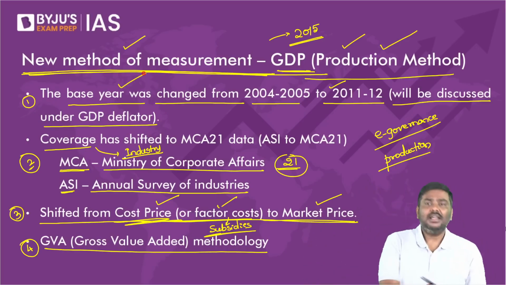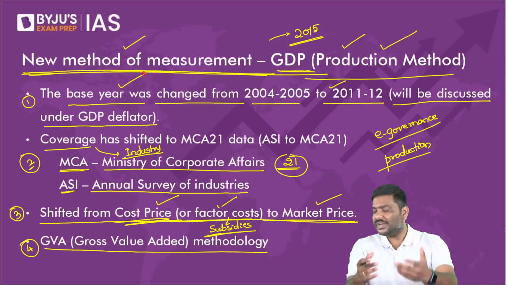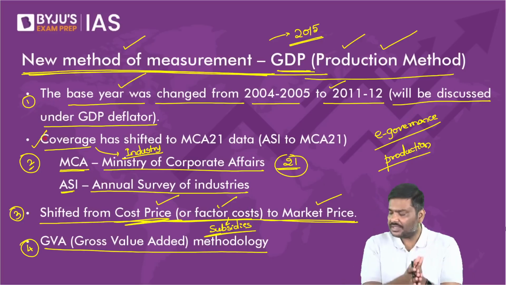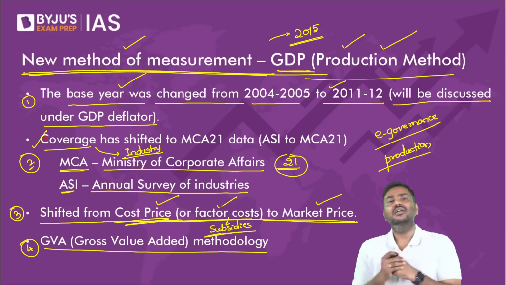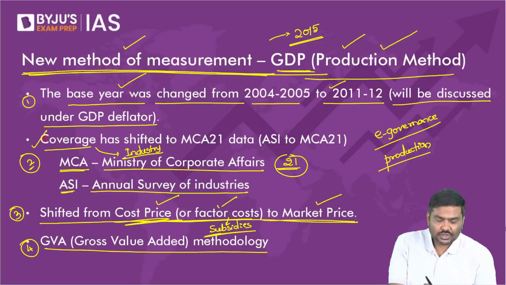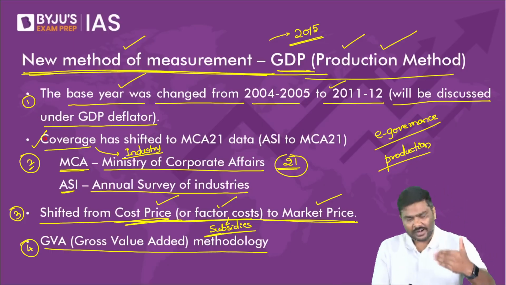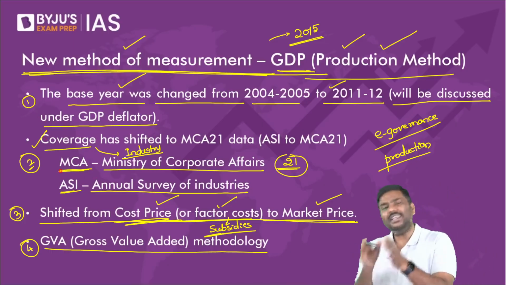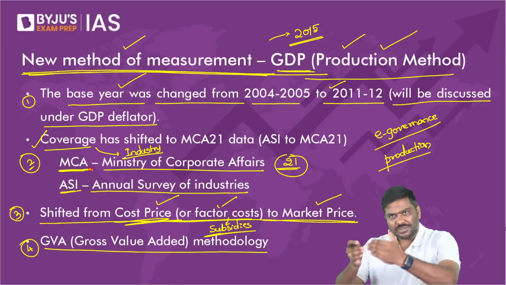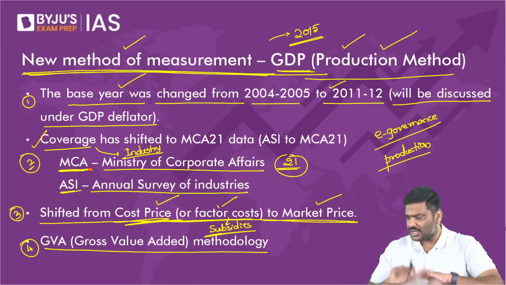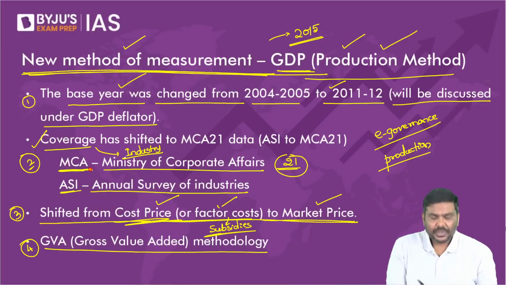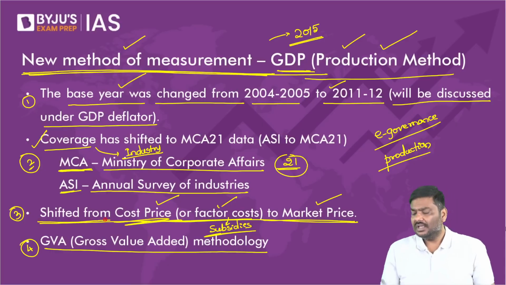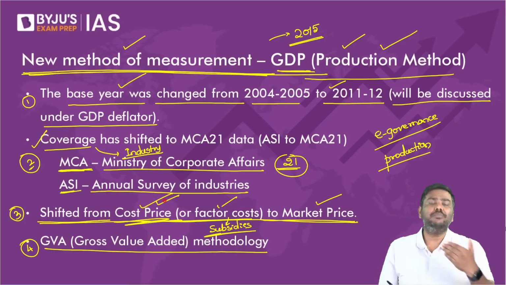Second, the coverage. Coverage means industry data collection. Earlier, we used to do it through the Annual Survey of Industries. Now, we have set up a new portal or website, MCA 21. Through MCA 21, we are collecting production data. Third, earlier we used to use the cost price method. Now, we are using the market price method.